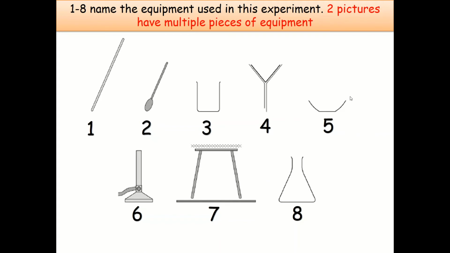Number 5, I'll be impressed if you get this one right. It is an evaporating basin. Number 6 is a Bunsen burner. Number 7, we've got multiple pieces of equipment here. We have a tripod, we have a gauze on top of it, which would stop the beaker falling through the tripod, and all of that is sat on a heat-proof mat. So there are 3 pieces of equipment for number 7, and finally number 8 is a conical flask.